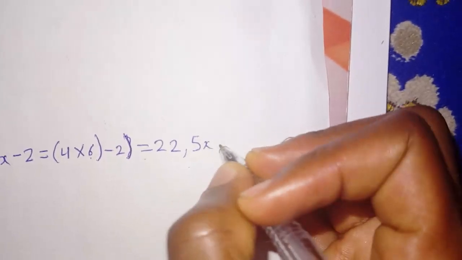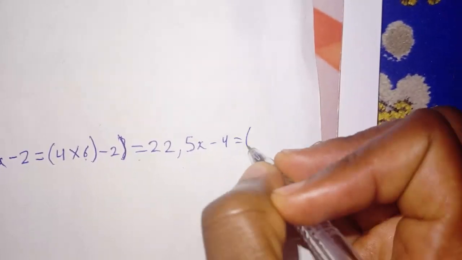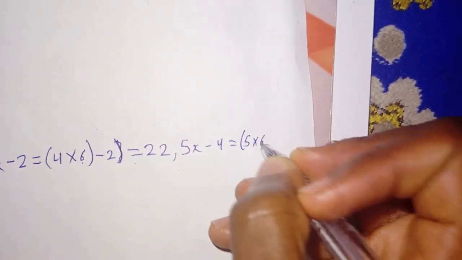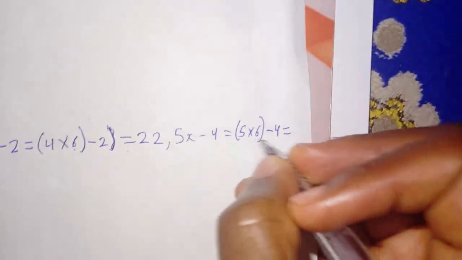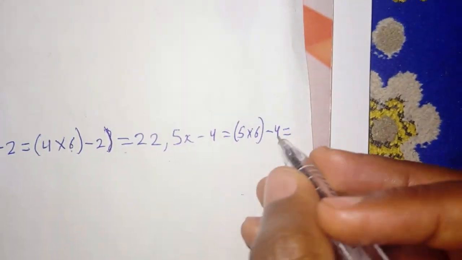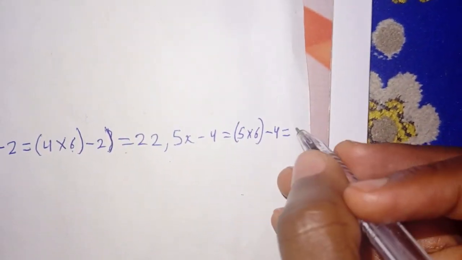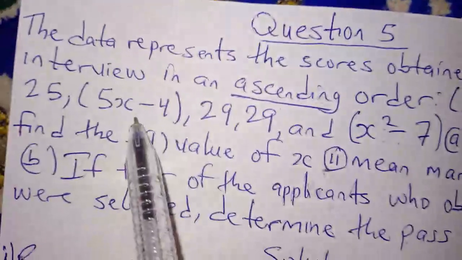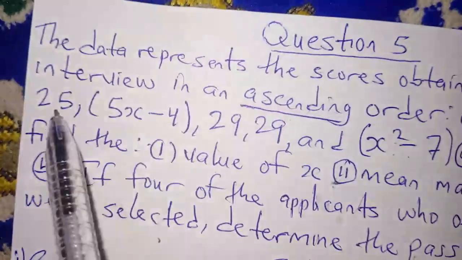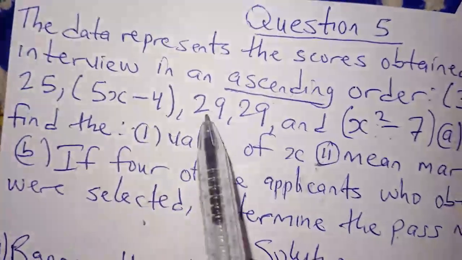5x minus 4 is going to be equals to 5 times 6 minus 4. That's going to be 5 times 6 is 30, 30 minus 4 is 26. So this is 26, and as you can see, 26 is bigger than 25. So that's ascending order. 29, 29.